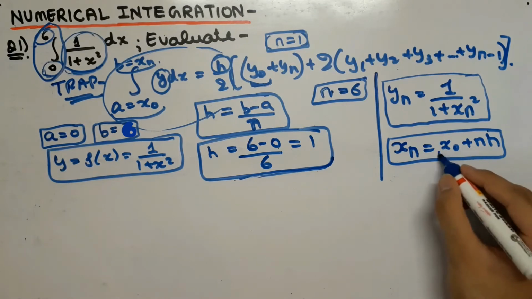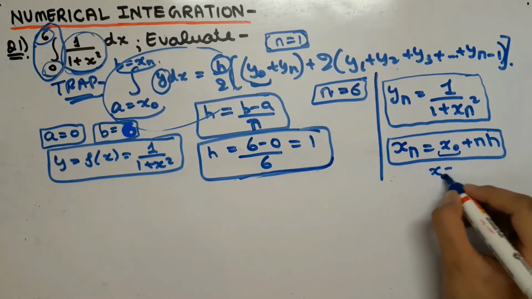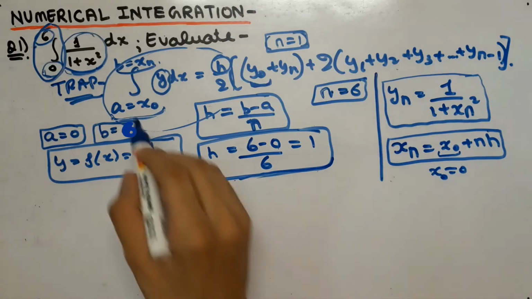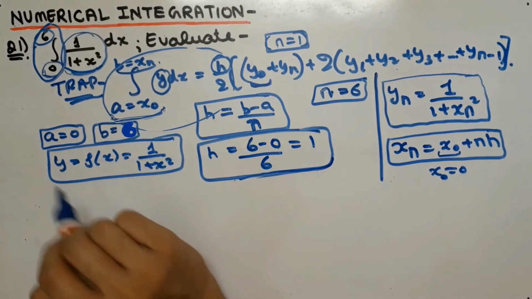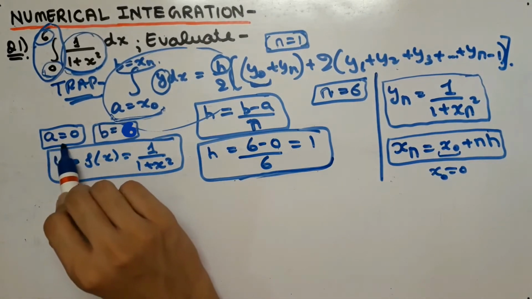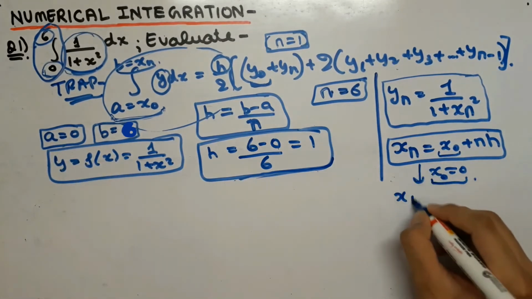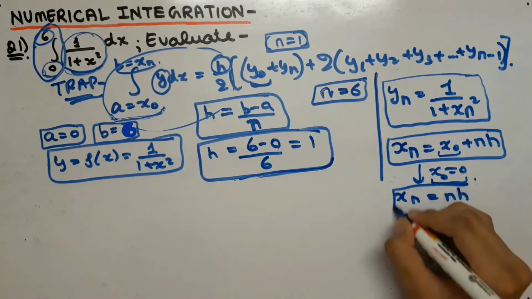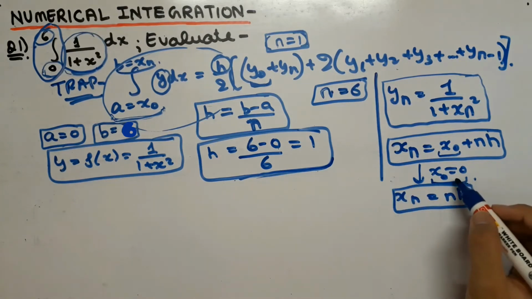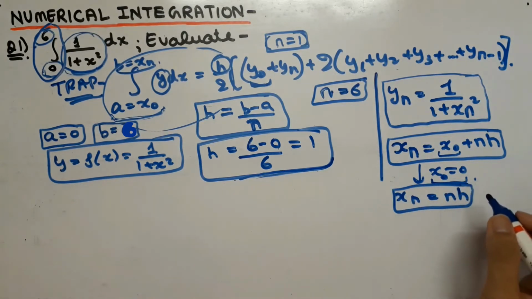So firstly we know that the value of x0 is 0, because previously we had assumed that a is equal to x0 and we found out that the value of a is 0. So the value of x0 is 0. So our formula now remains xn is equal to nh. Now we know the value of x0. Now we will find the value of x1, x2 and x3.